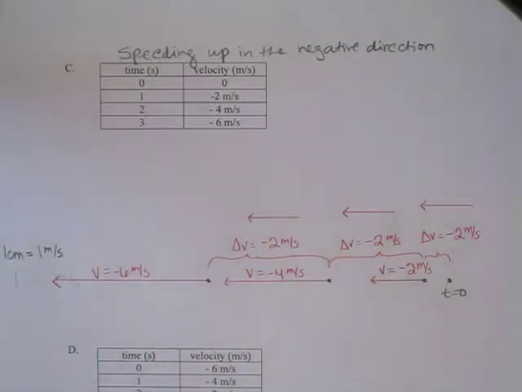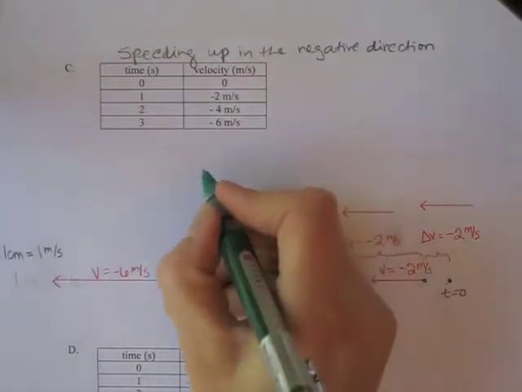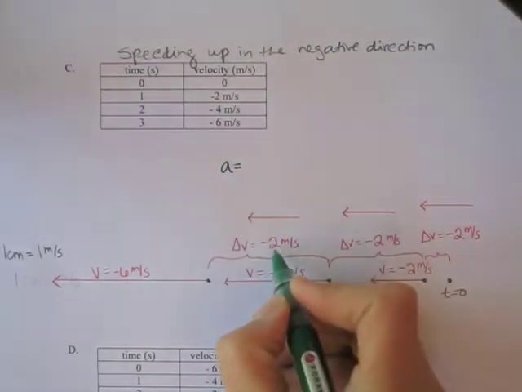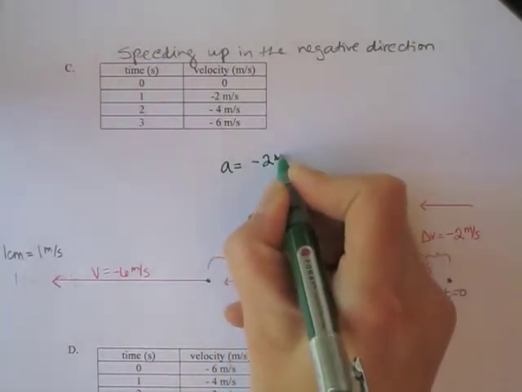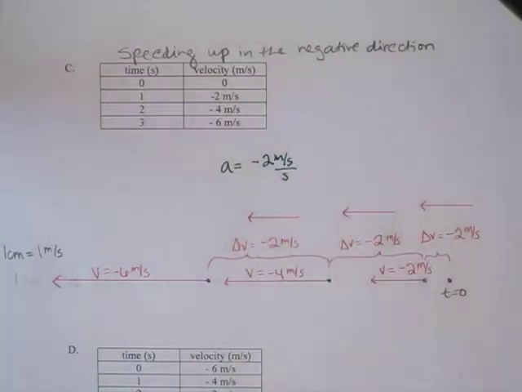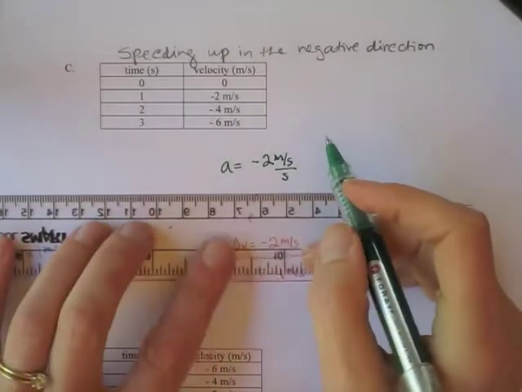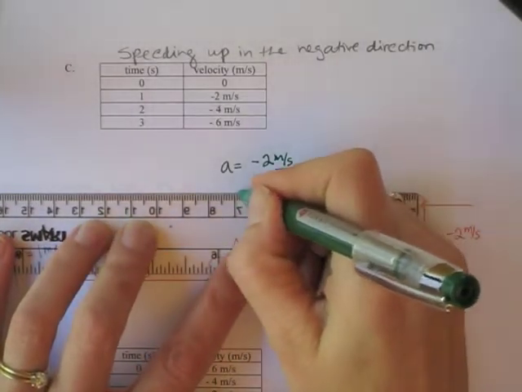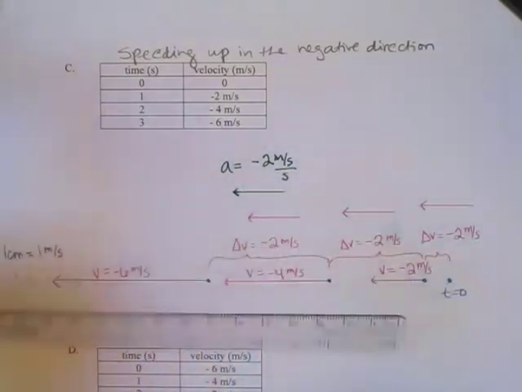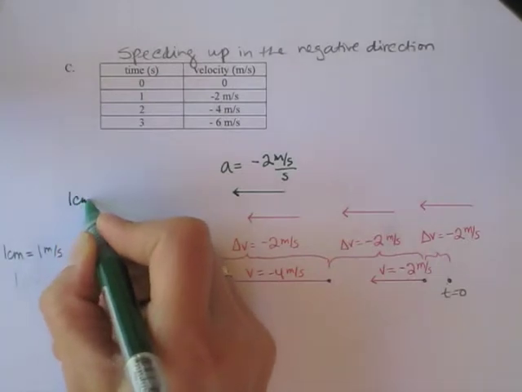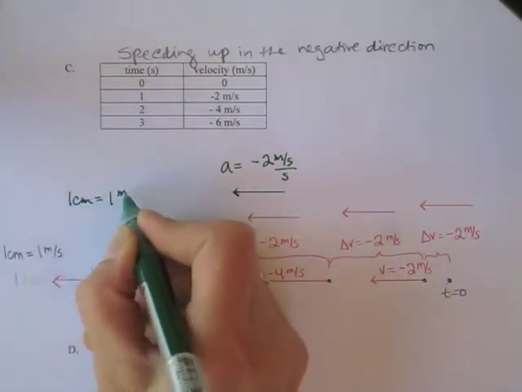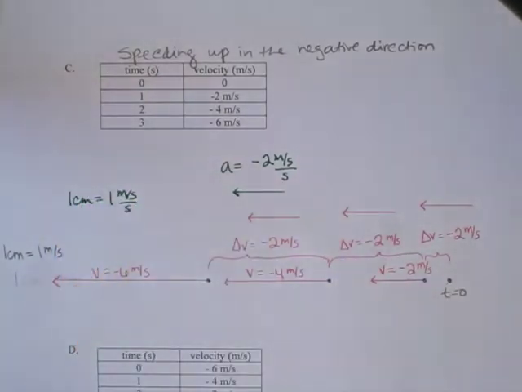Now we want to find the acceleration. So acceleration is change in velocity per unit time. So the acceleration is going to be -2 meters per second every second. And we can represent that by a vector as well, pointing this direction. It has the same direction always as the change in velocity, and that's using a scale of 1 centimeter equals 1 meter per second per second.